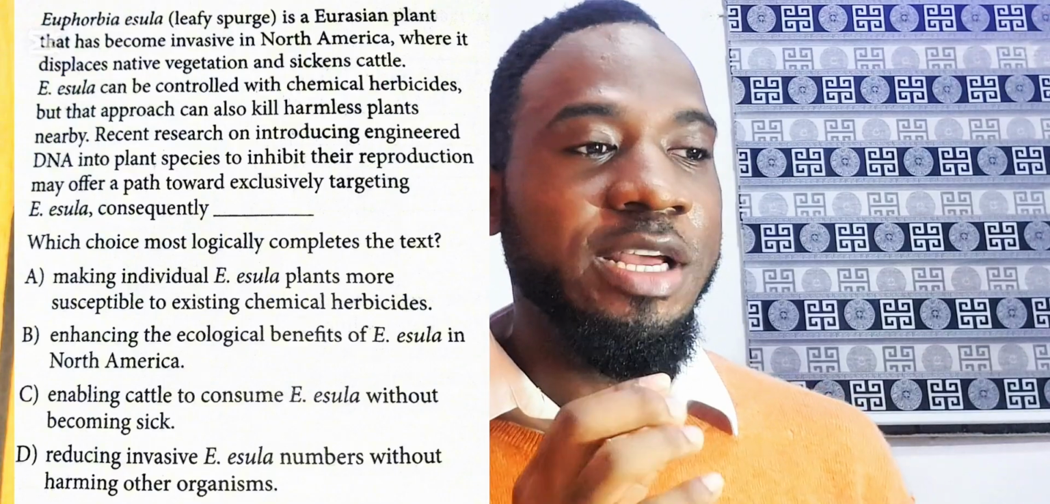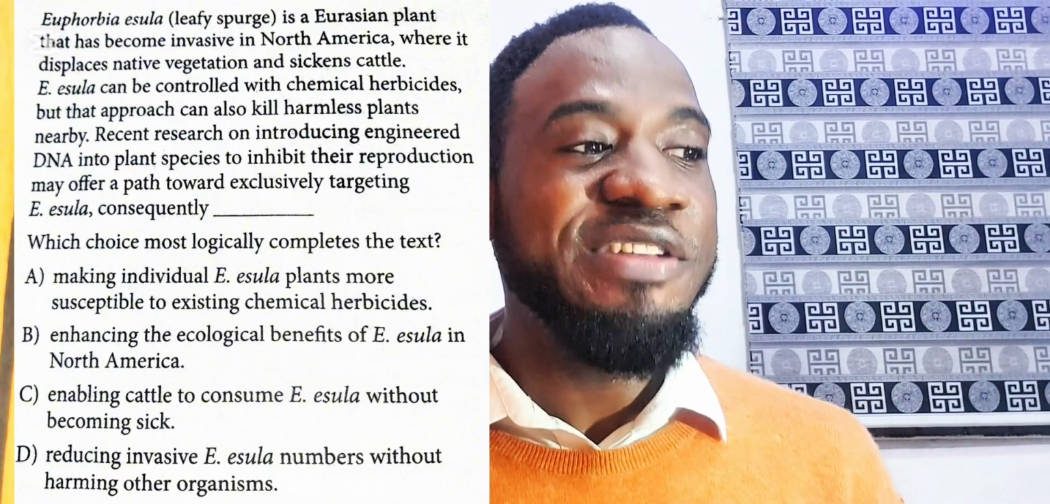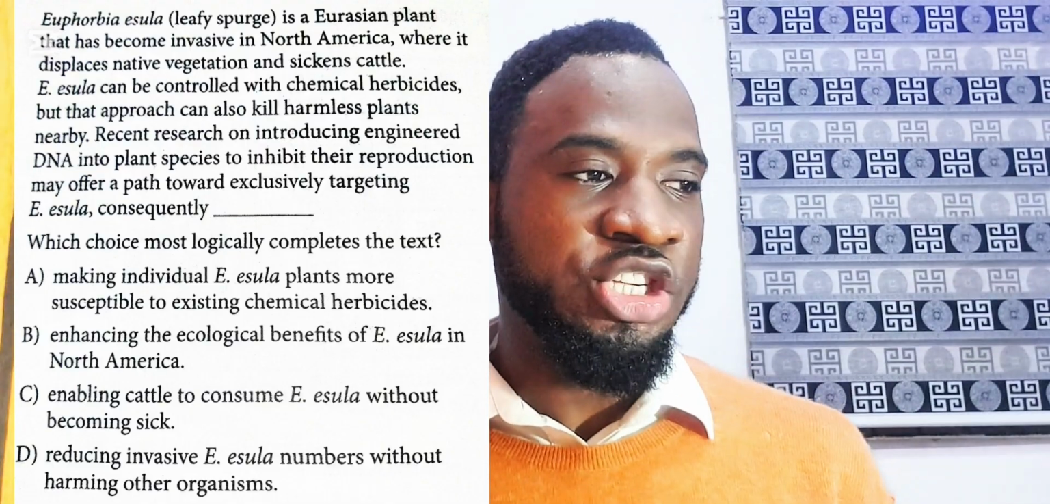So Euphorbia esula is a Eurasian plant that has become invasive in North America, where it displaces native vegetation and sickens cattle.